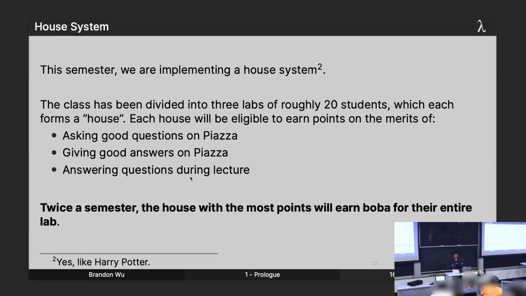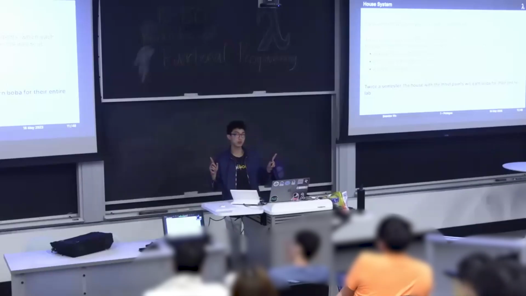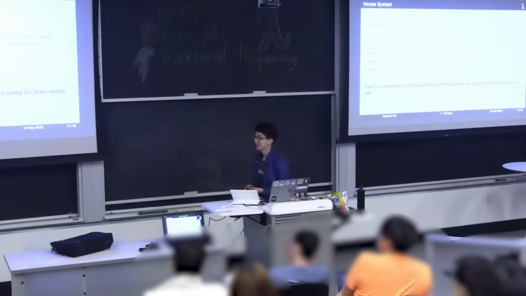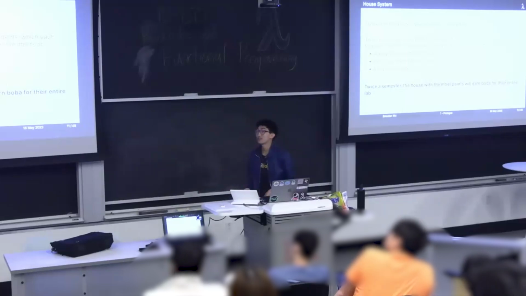And tomorrow in lab, you're going to choose a name for your house. My first order of business in terms of points is that the house who picks the best name by my criteria will get the first 15 points. So it's a competition already. Think about it. You'll have a better idea of what to pick at the end of this lecture. Okay. Any questions on this?